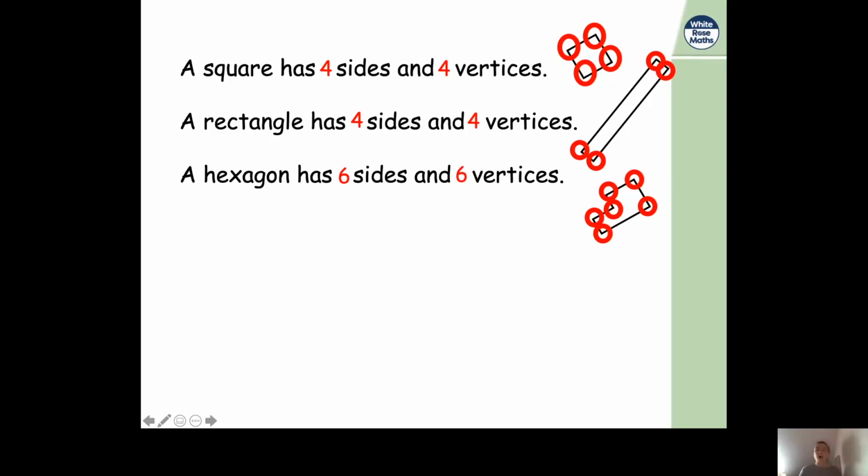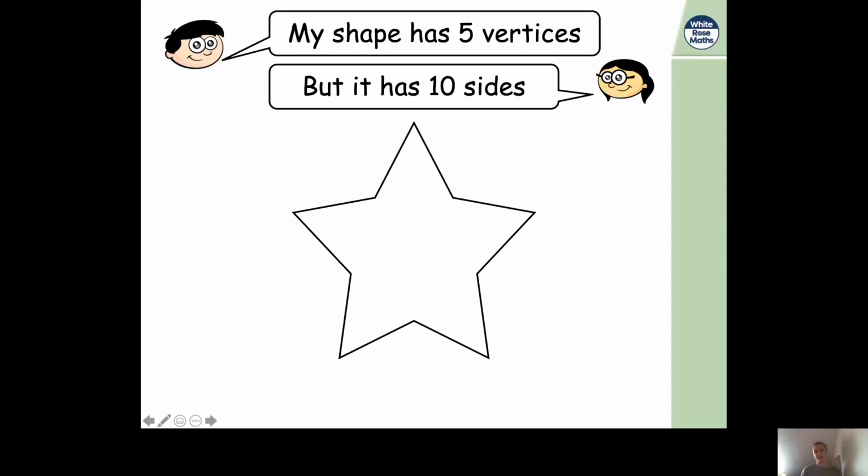So look, our triangle, our pentagon, our square, our rectangle, and our hexagon all have an equal number of sides and vertices. Fantastic. Well done if you're able to spot that. Now, the boy is a little bit confused now because he has a shape here and the girl is telling him that the shape has 10 sides, which it does.